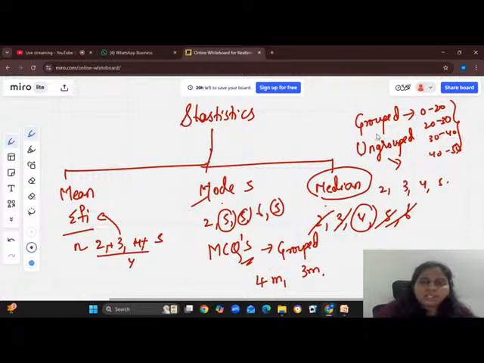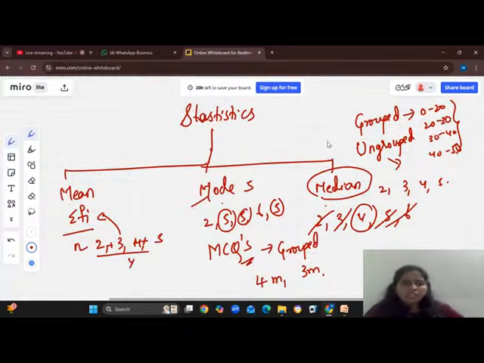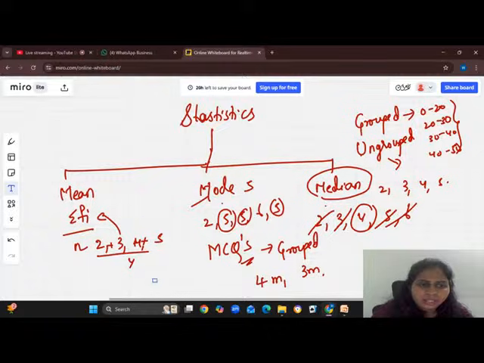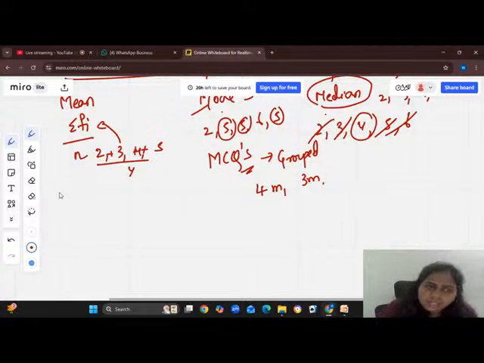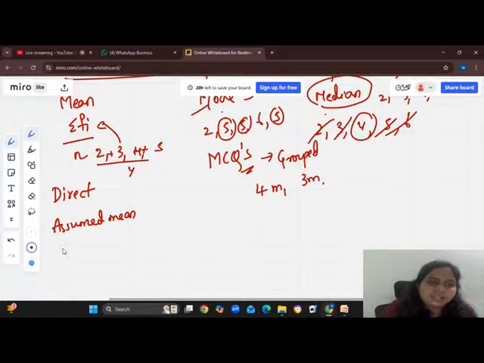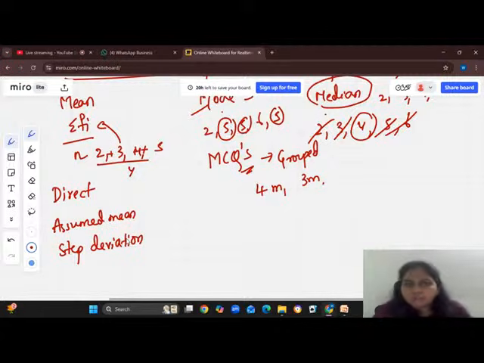So there are the formulae for the grouped data: mean formula, mode formula, and median formula. Let me quickly write it. They will give the class intervals and you have to find the method. It's your wish. There are 3 methods for the mean: direct, assumed mean, and step deviation method. So which method you have to choose?